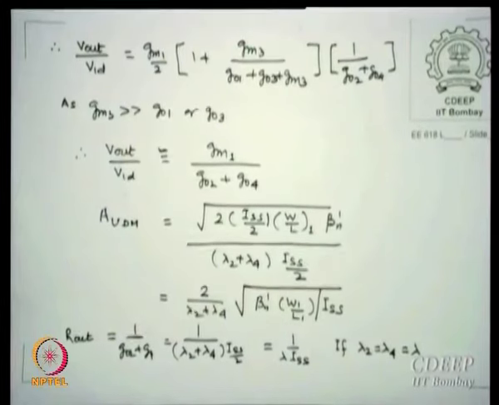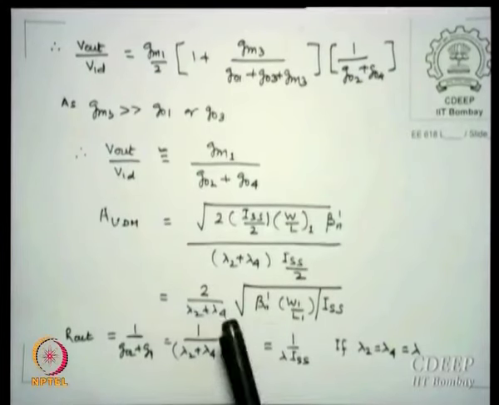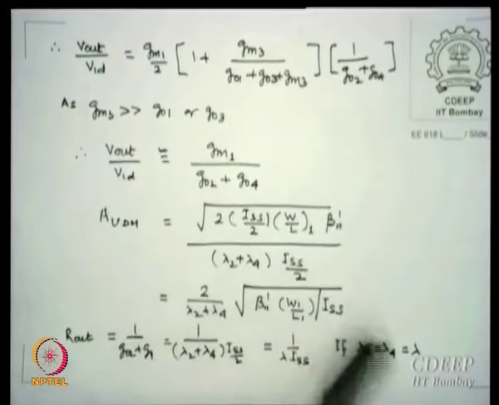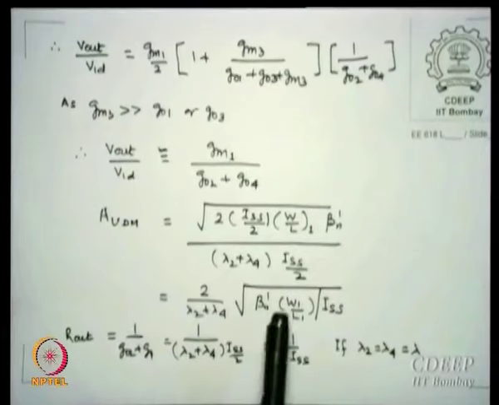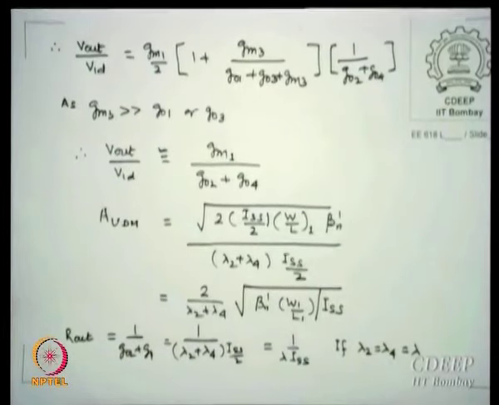They may not differ drastically, but since the mobilities in p channels are lower than n channels, normally resistances are higher in p channels. So it may be better to use p channel as loads. Is that correct? Because it will give larger resistance per se. Okay, the issue here is lambda 2 plus lambda 4, ISS by 2, I took it up. So it is beta n dash W by L1 by ISS.